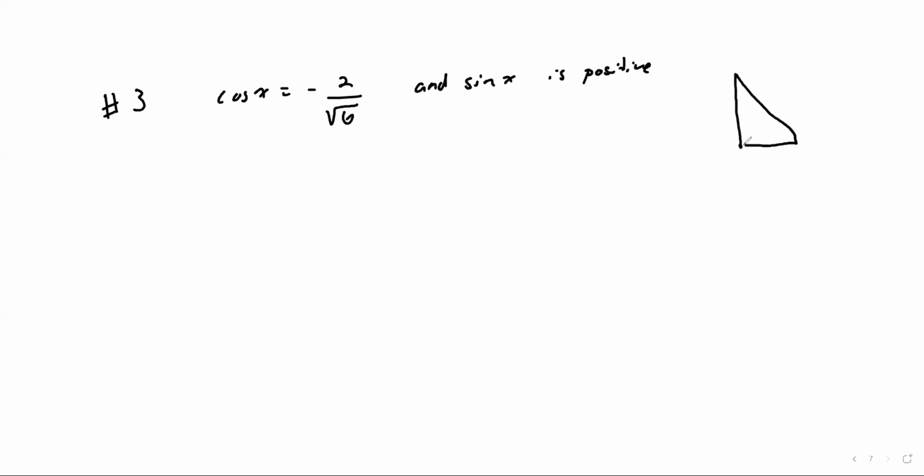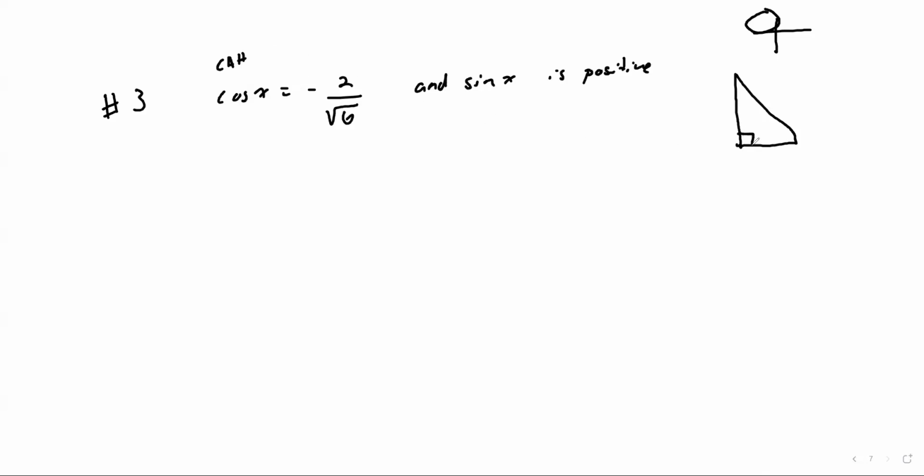So we are given this information here. Cosine x is equal to negative 2 over the square root of 6. And you are told that sine x is positive. So when we're building our triangle here, if cosine's negative and sine is positive, that can only happen in quadrant 2. All right, so when I do cosine, I know this is adjacent over hypotenuse.